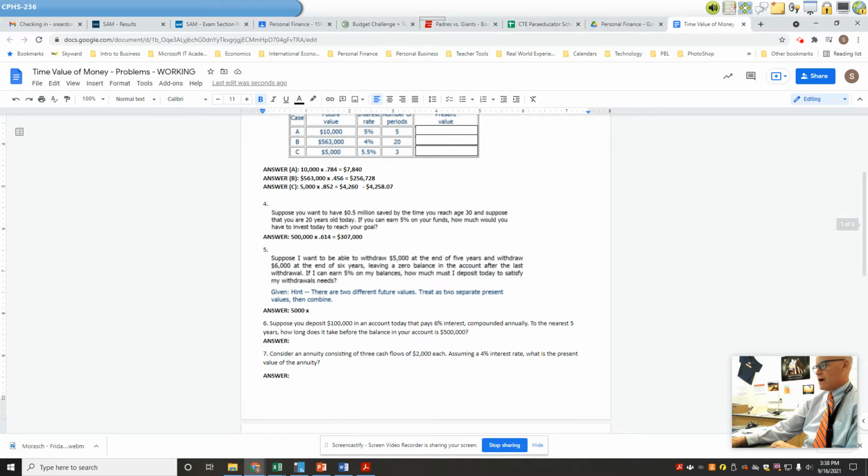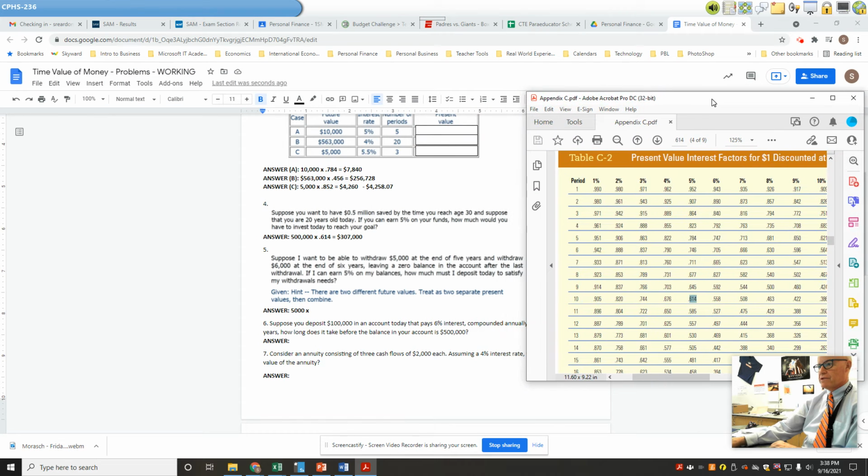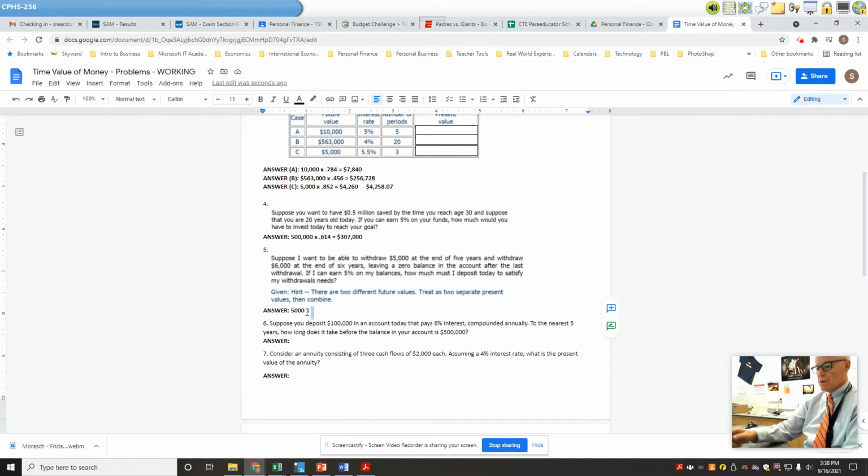We're saying how much would I have to deposit today? 5% for 5 years. 5%, 5 years, 0.784. I'm going to leave this off to the side here. 0.784. Let's do our math right here. 5% for 5 years, that is going to be 5,000 times 0.784, 3,920.